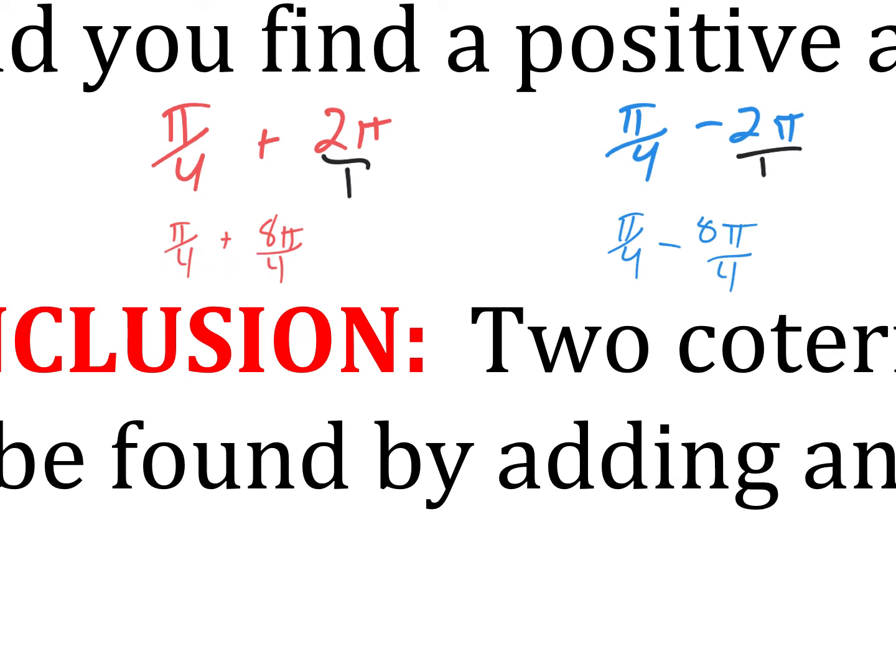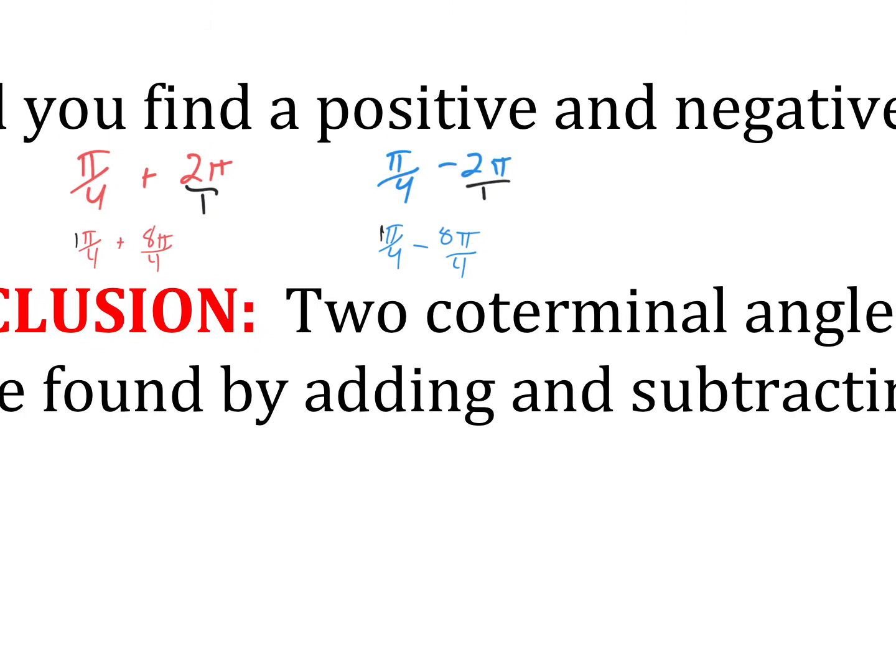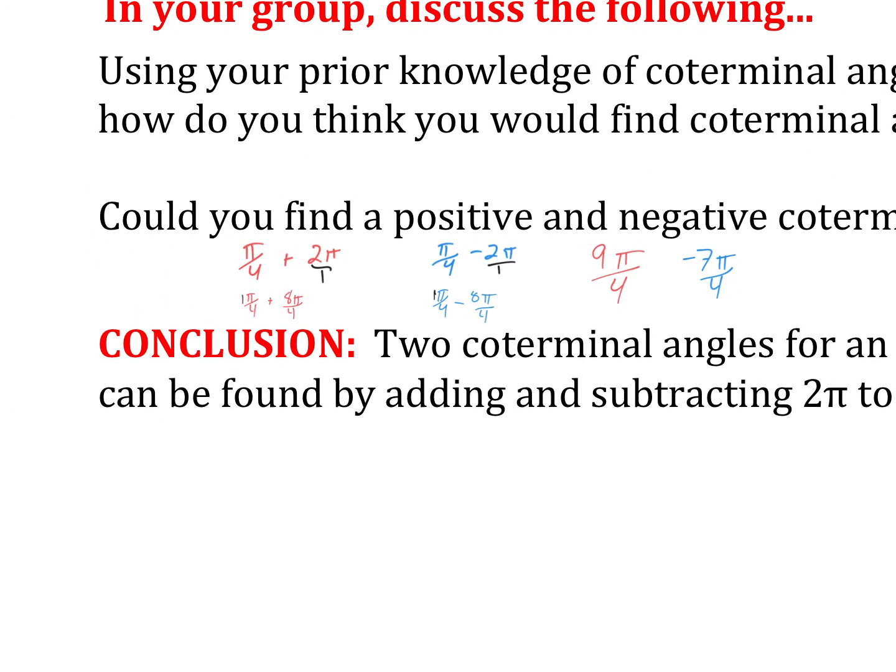And now we can simplify these. I've got pi plus 8 pi. There's technically a 1 on the coefficient of the pi's, even if it's not written. So my two answers here, 1 pi plus 8 pi is 9 pi over 4. And then 1 pi minus 8 pi would be negative 7 pi over 4. Those would be our two coterminal angles.